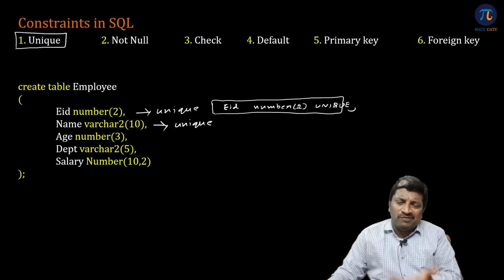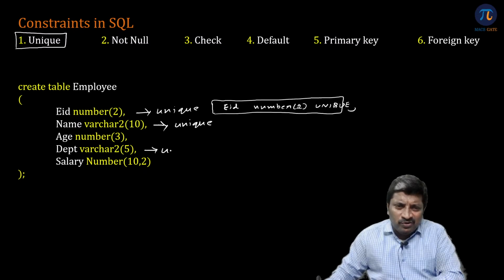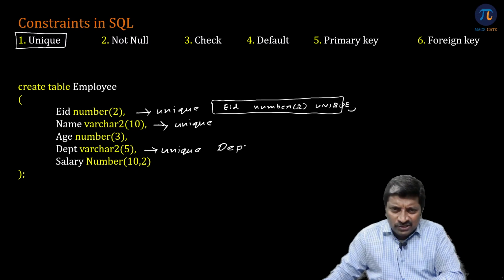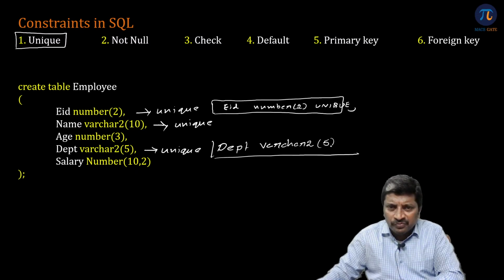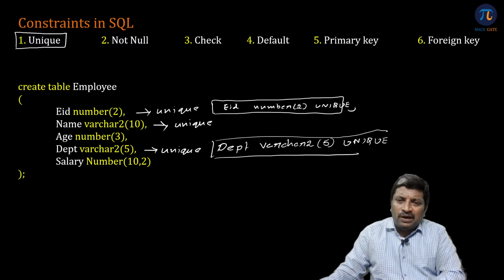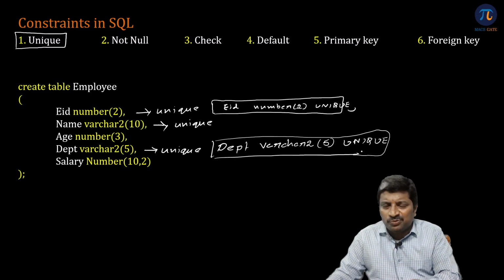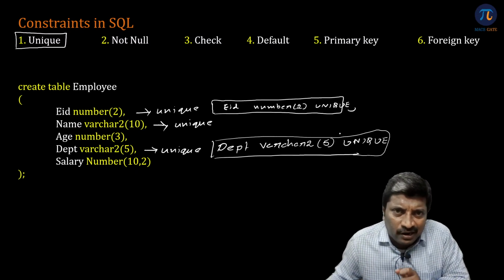That is our relation, our database. We can specify a constraint on any one. Suppose I want this department to be unique. That's the same story. What I do is department varchar2 of 5. At the end, we need to write unique. That's it. Then if there is already a record with the CSC department, and if I try to insert one more record with the CSC department, it will not accept, because all the records should have distinct values for that particular attribute.